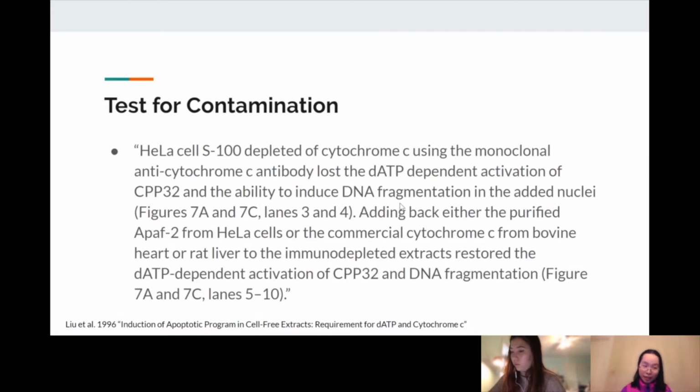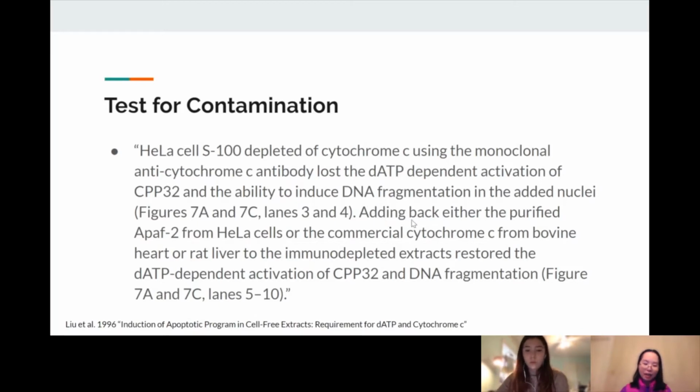So after removing cytochrome C, specifically cytochrome C, you lost the ability to activate CPP32, and you lost the ability to cleave DNA, which is characteristic of apoptosis. So then they were thinking, let's just make sure it was actually the depletion of this cytochrome C that is causing apoptosis not to occur, and not the antibodies fiddling with something else or getting stuck somewhere.